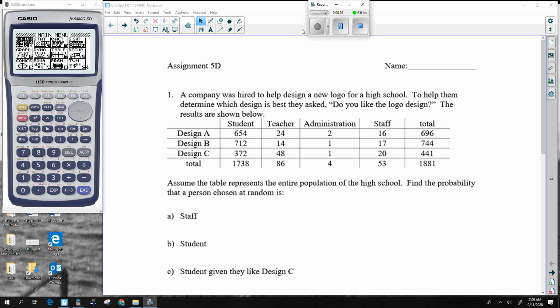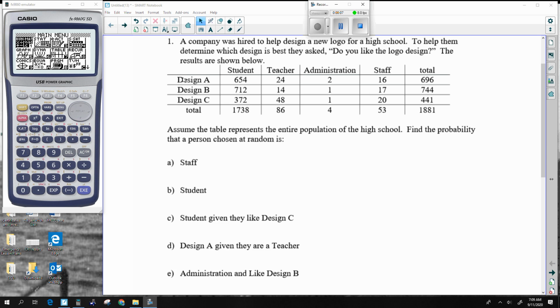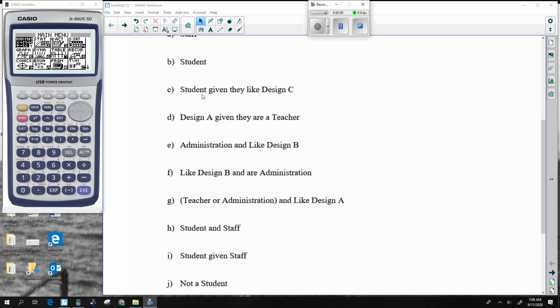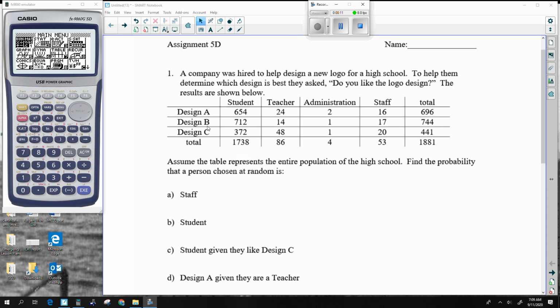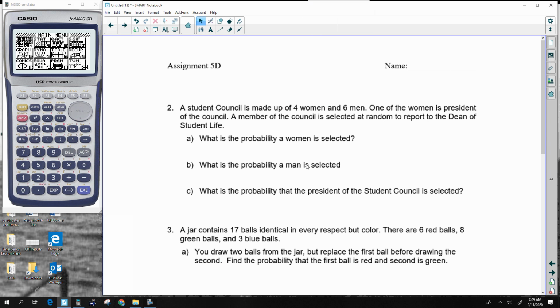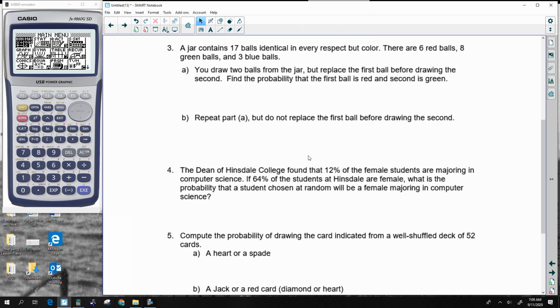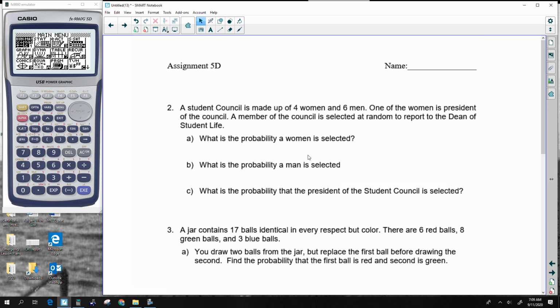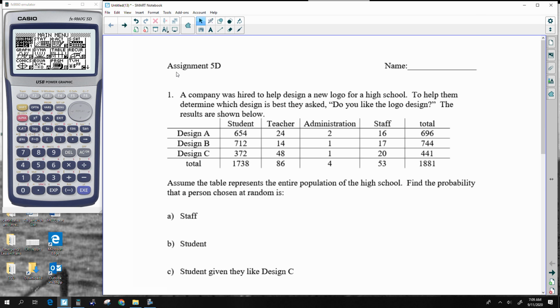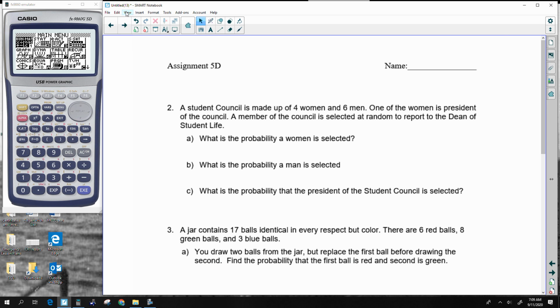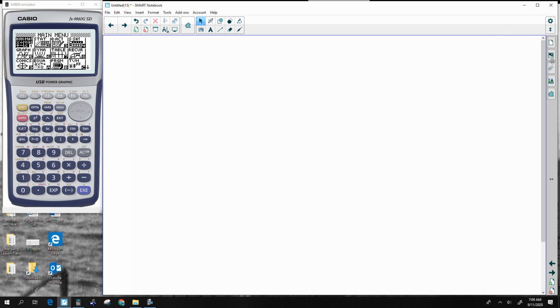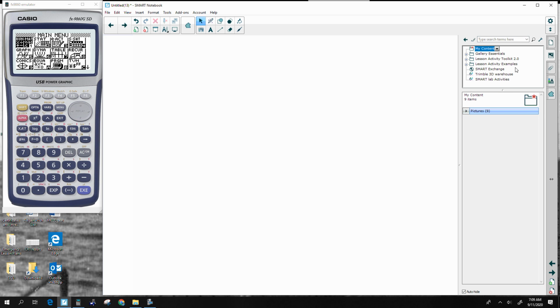More and more and more probabilities. Here we are with assignment 5. So the first question is just a flurry of questions dealing with a table, and then we get back to some of the questions that are like pulling marbles from a jar or something like that. So we have, again, just more probabilities.